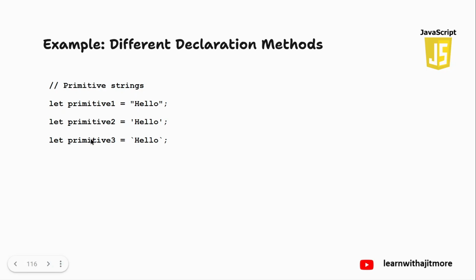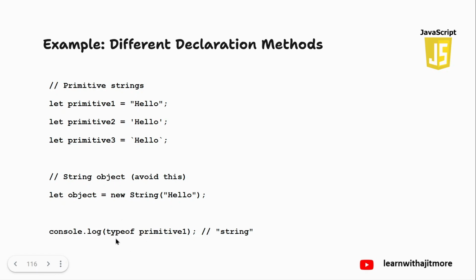But these all are of data type string. They are not of object type. And if you create it with new, let object equal to new String, pass a string. This is an object. If you check its data type, it is object. Here, if you check the data type, it is string. See here, typeof primitive1 is string, but typeof this one is object.